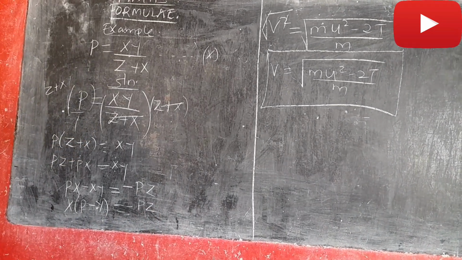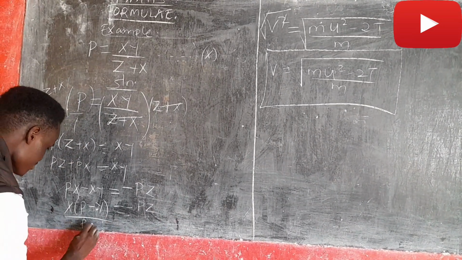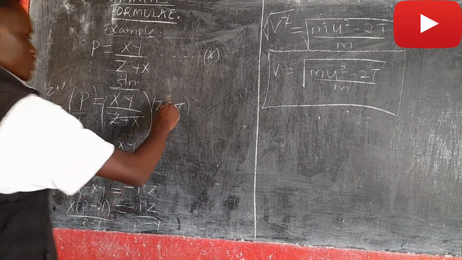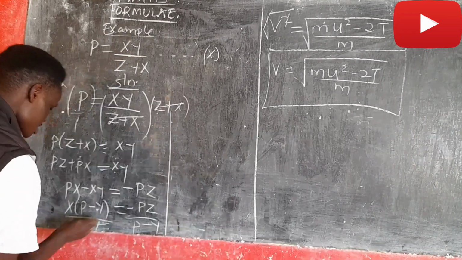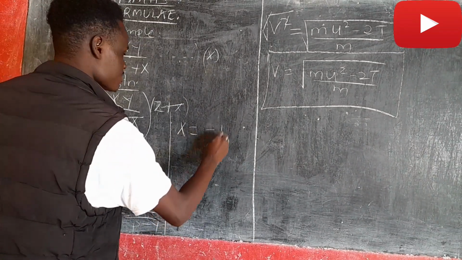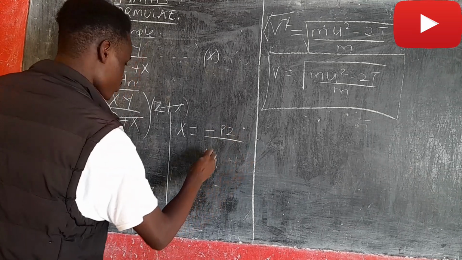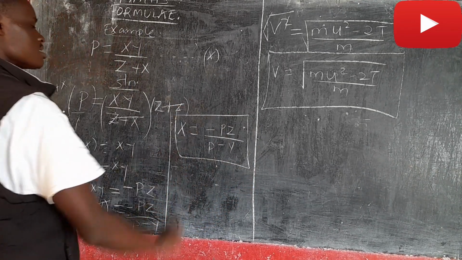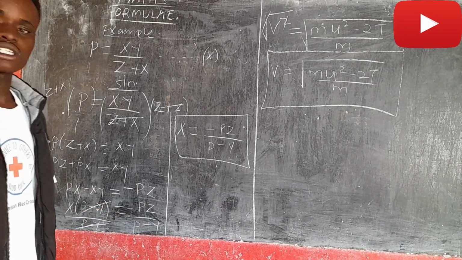So for us to remain with the x, we divide by what? P minus y, p minus y. So this and this will cancel, so we remain with x is equal to what? Negative pz out of p minus y. And this is the formula with x as the subject.